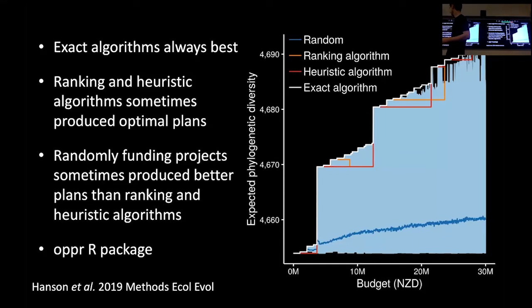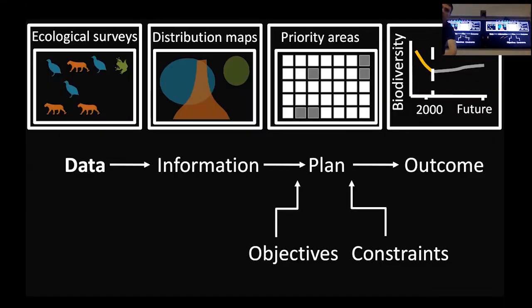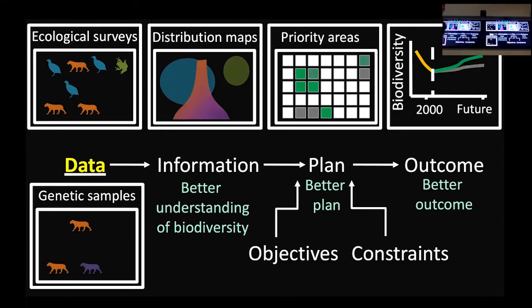If you want to try this, that's in the oppr package, and that's also on CRAN. Okay, so that's better data. We also talked about algorithms. So data gives us information, gives us a plan, gives us an outcome. If we have better data, such as genetic data, that can help give us a better understanding of biodiversity.